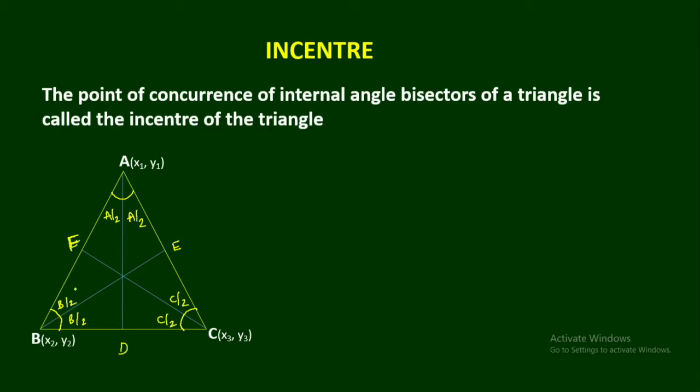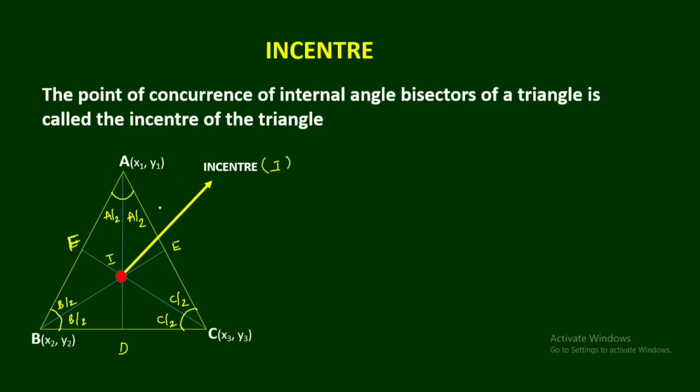So AD, BE, CF are the angle bisectors of the triangle ABC. So if you observe, these three angle bisectors meet at a point. Okay, so this point is called the incenter and it is denoted by I.